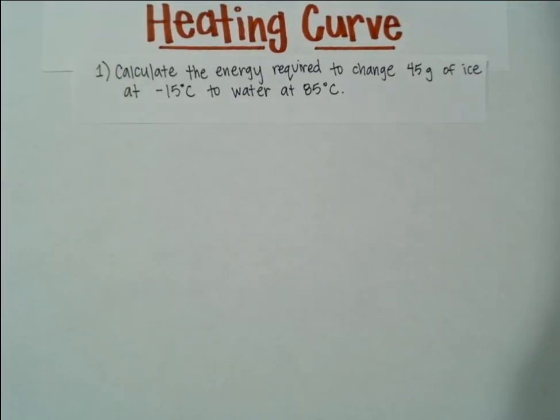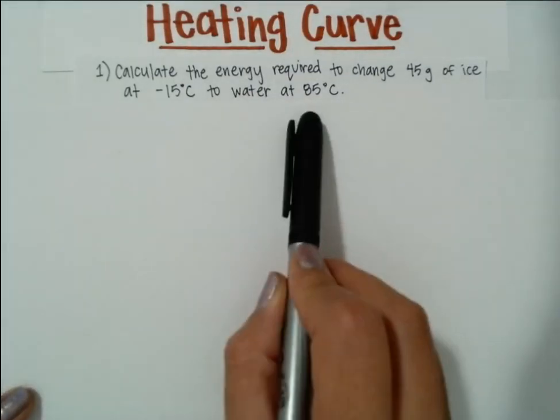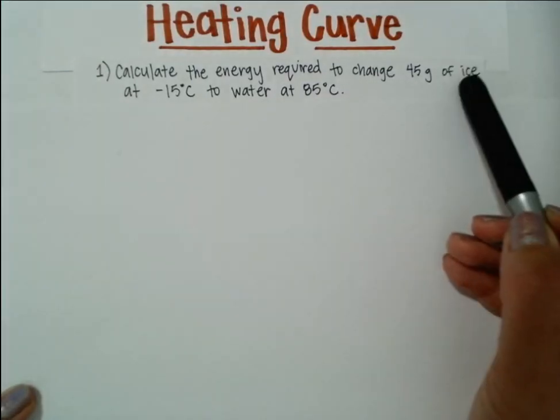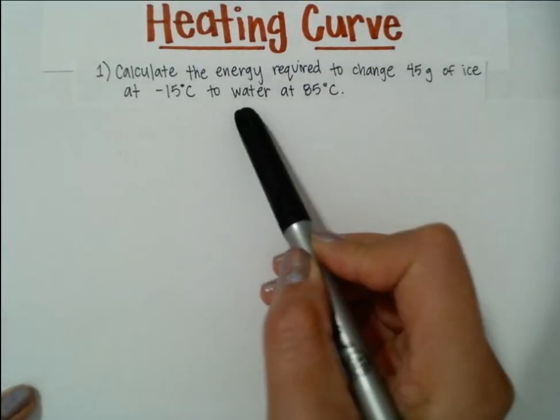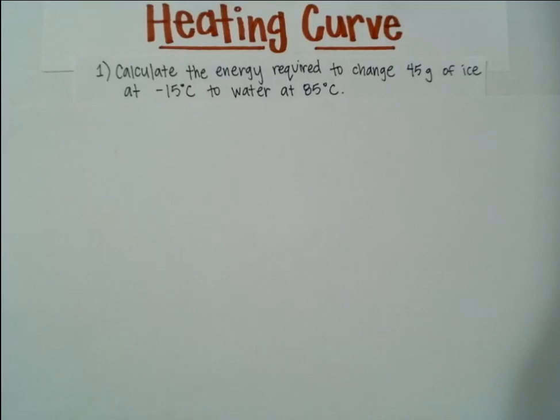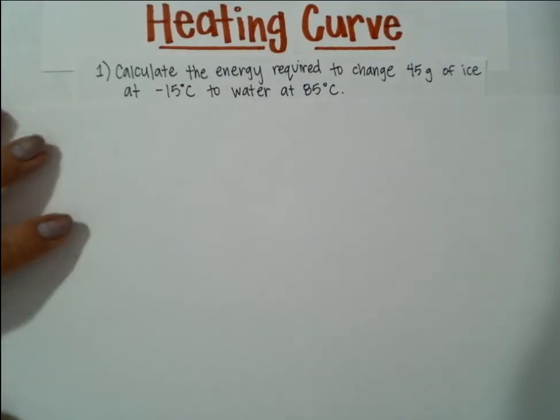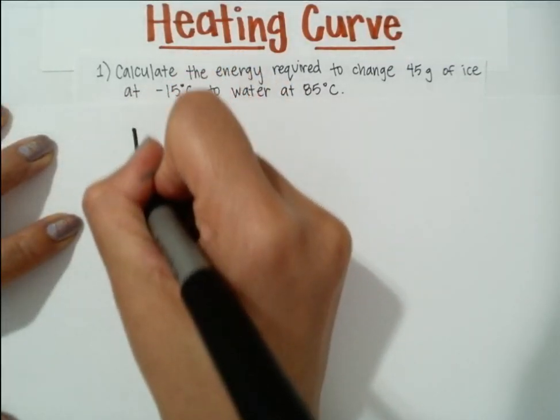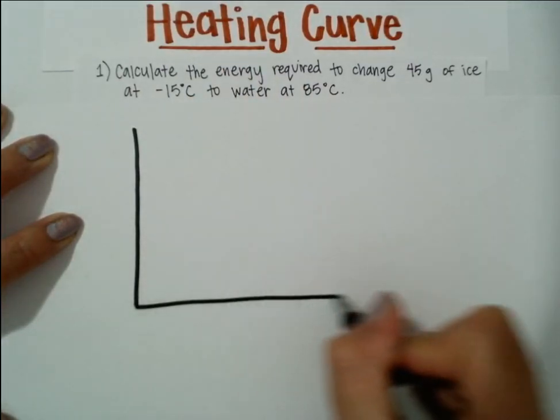The question says: calculate the energy required to change 45 grams of ice at negative 15 degrees Celsius to water at 85 degrees Celsius. So the very first thing that you want to do when you see both a temperature change and a phase change, because it says it's changing from ice to water, is to draw a heating curve. It doesn't have to be perfect. You just want to make sure you sketch out your plan.